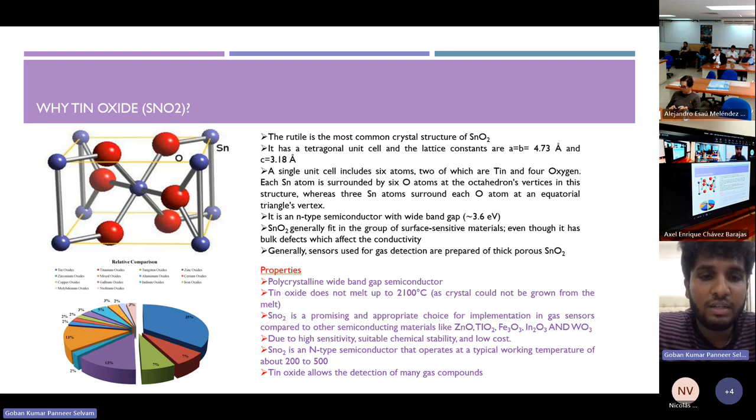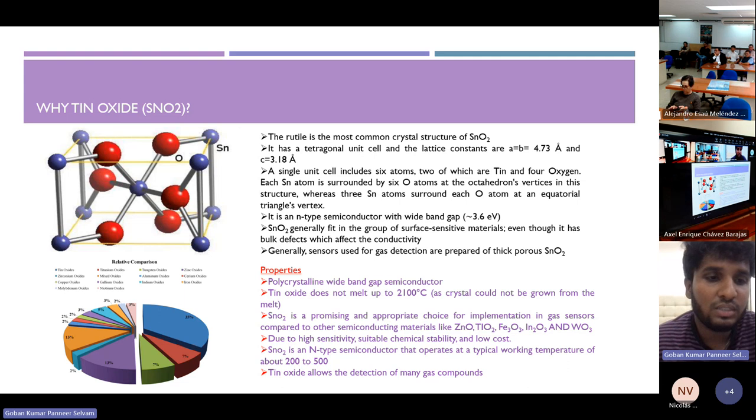It has a high stability, even at 200 to 500 degrees Celsius. It can be operated there. And tin oxide does not melt up to 2100 degrees Celsius, so crystals could not be grown from the melt. And it is a polycrystalline wide band gap semiconductor.